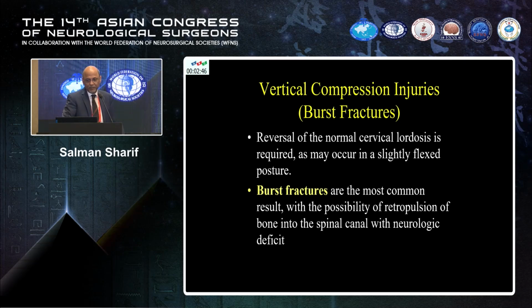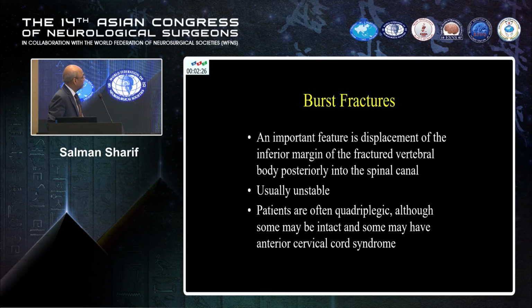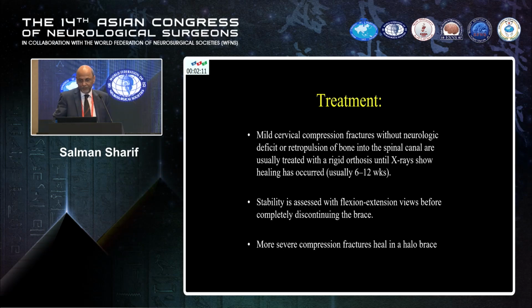Vertical compression fractures: burst fractures are the most common fractures, and the possibility of retropulsion into the spinal canal with neurology could be a problem there. Compression flexion injuries are the classic diving injuries, the prototype. Posterior element fractures occur in up to 50% of compression flexion injuries. In burst fractures, the important feature is displacement of the inferior margin of the fractured vertebral body posteriorly into the spinal canal. So it's usually unstable, and patients are often quadriplegic. If they're intact, they may have anterior cord syndrome.